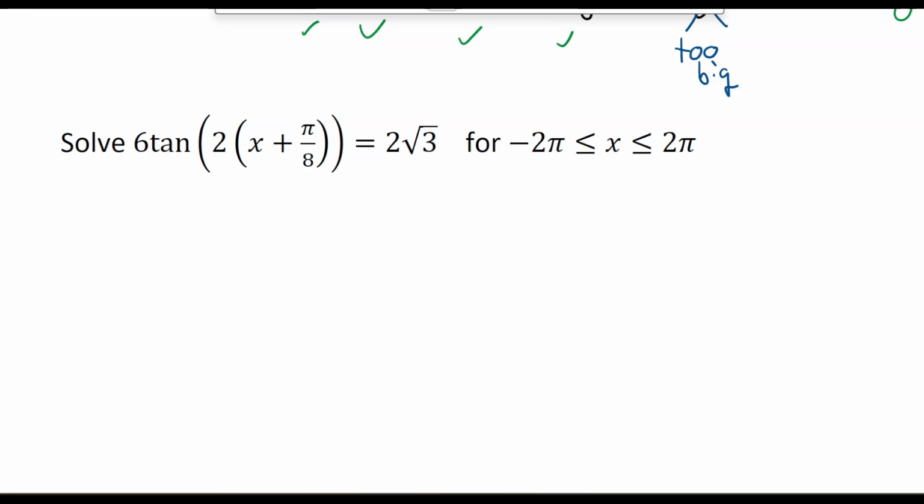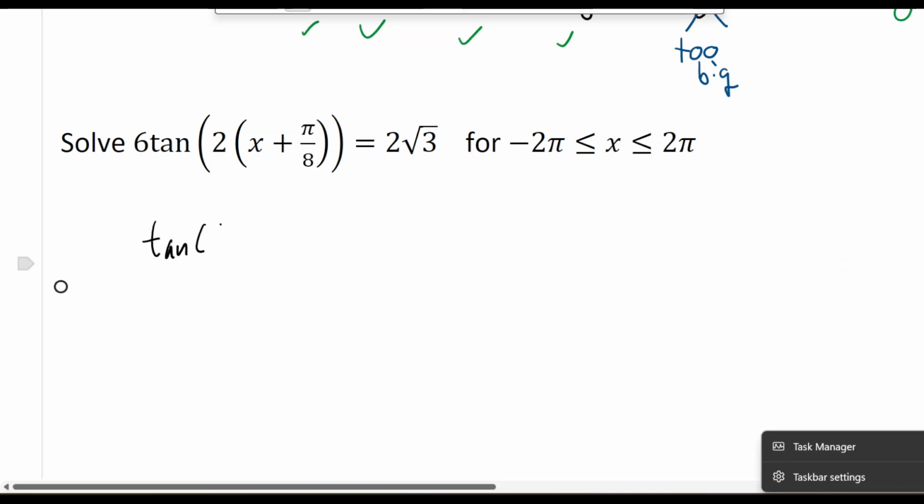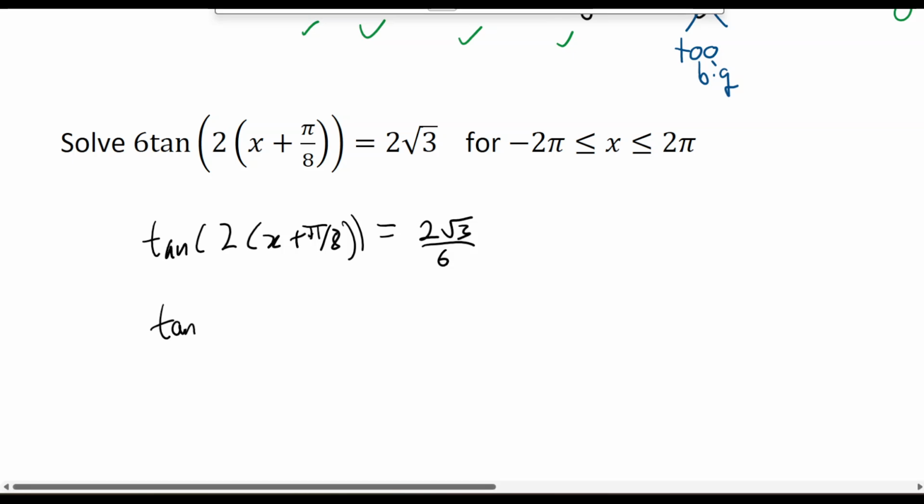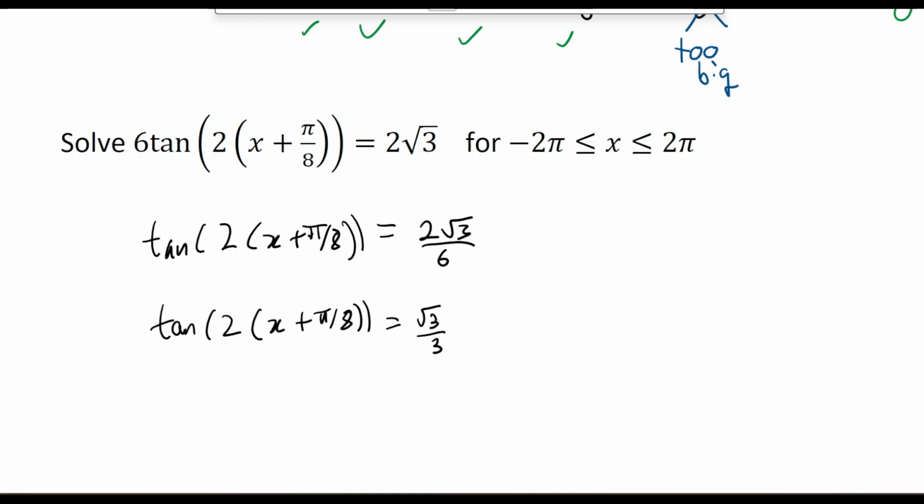Okay, solving this equation. So what we've got to do first is rearrange it. So I'm going to divide by 6. So tan of 2 brackets x plus pi over 8 is 2 root 3 all over 6. So in other words, we can just simplify that down to tan of 2 brackets x plus pi over 8 is, now that all simplifies down to root 3 over 3.